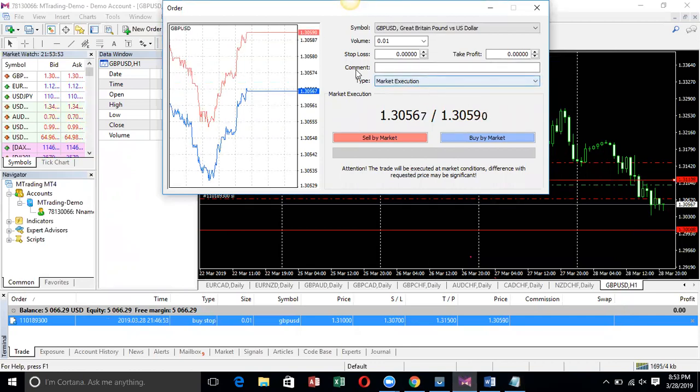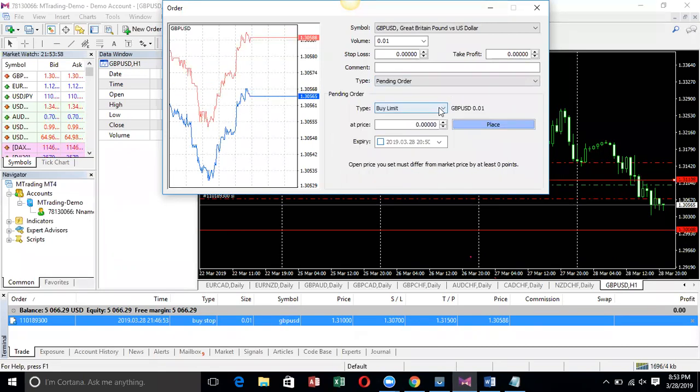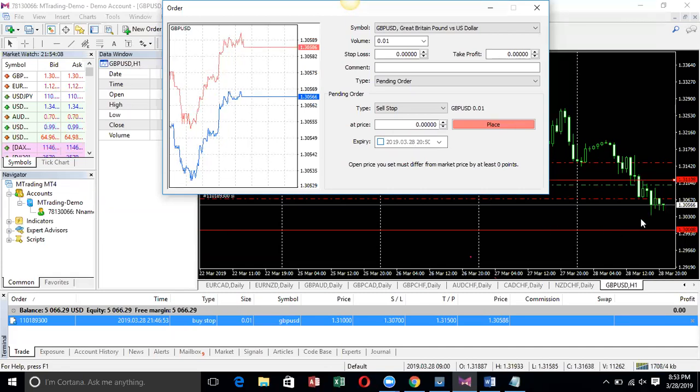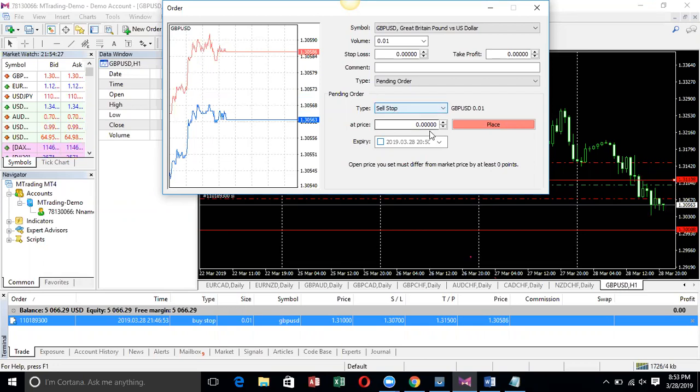Remember, we go to type, open it, select pending order. Now we choose our correct type. In this case, we are selecting sell stop. Why are we selecting sell stop? We are selecting sell stop because our at price is below the current market price and we want to sell. Are we following? Because we want to sell and our at price for sell is below the current market price, that is why we are selecting sell stop.